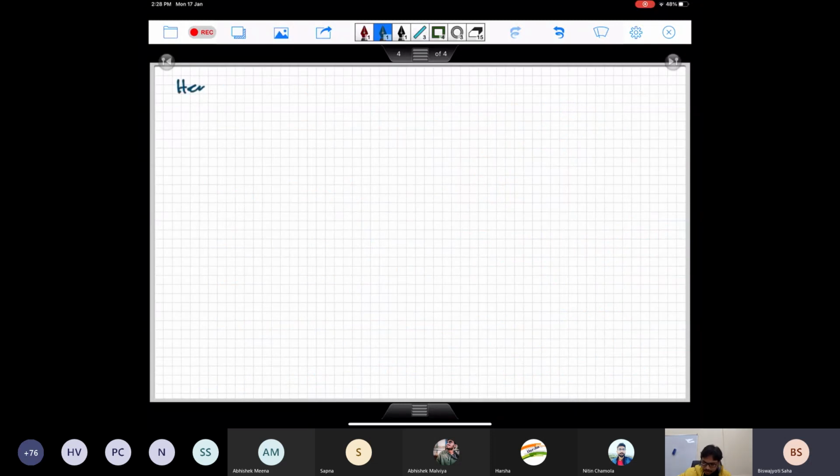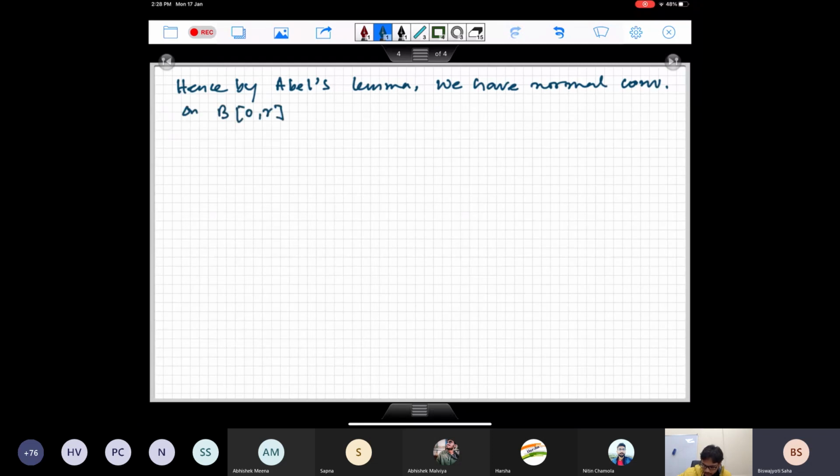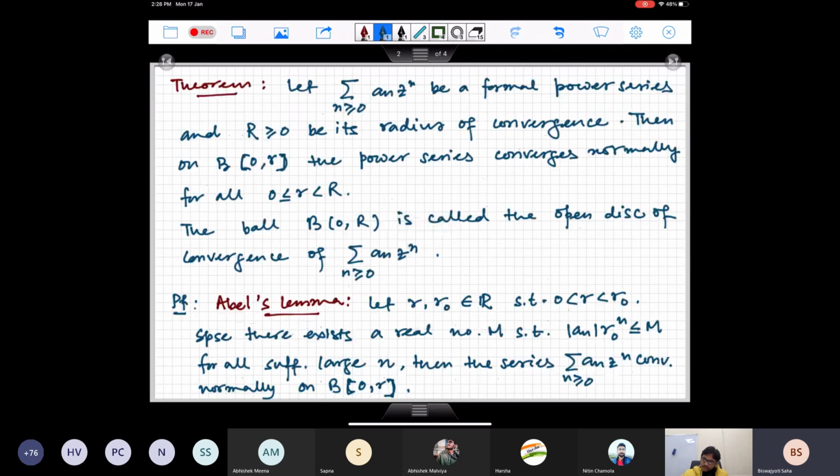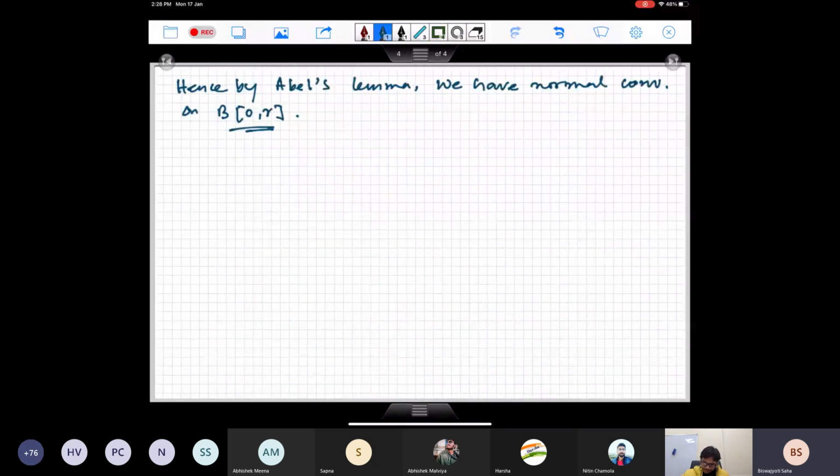Hence, by Abel's lemma, we have normal convergence on B close 0 R. Okay, so you see that the proof is very easy. And in fact, did I mention this over here? Yeah, so this convergence is normal convergence, we see. Okay, fine, all of you agree to this? Yes, sir.